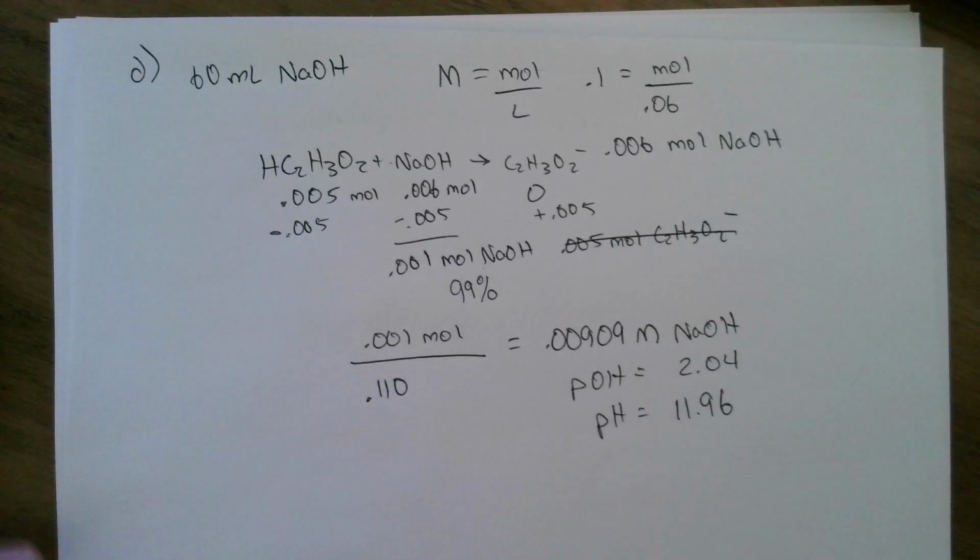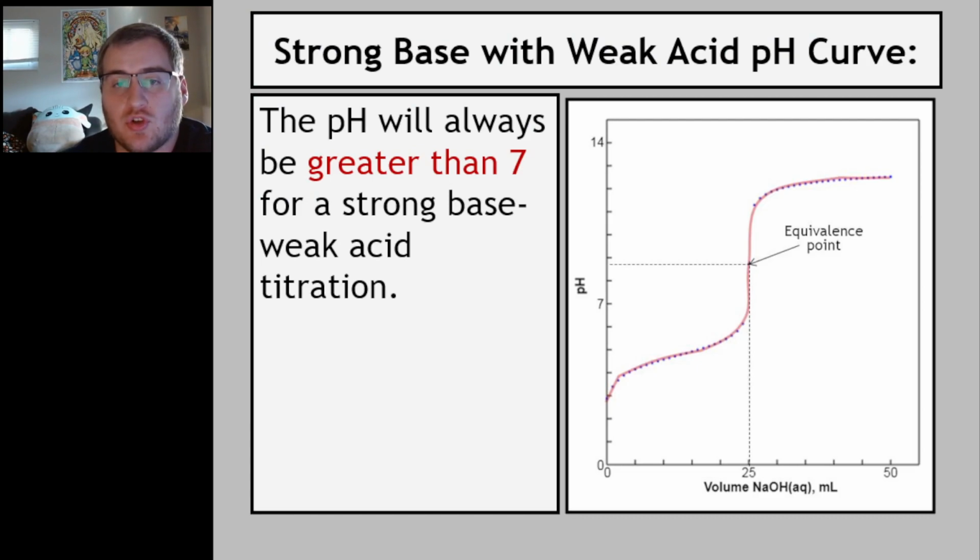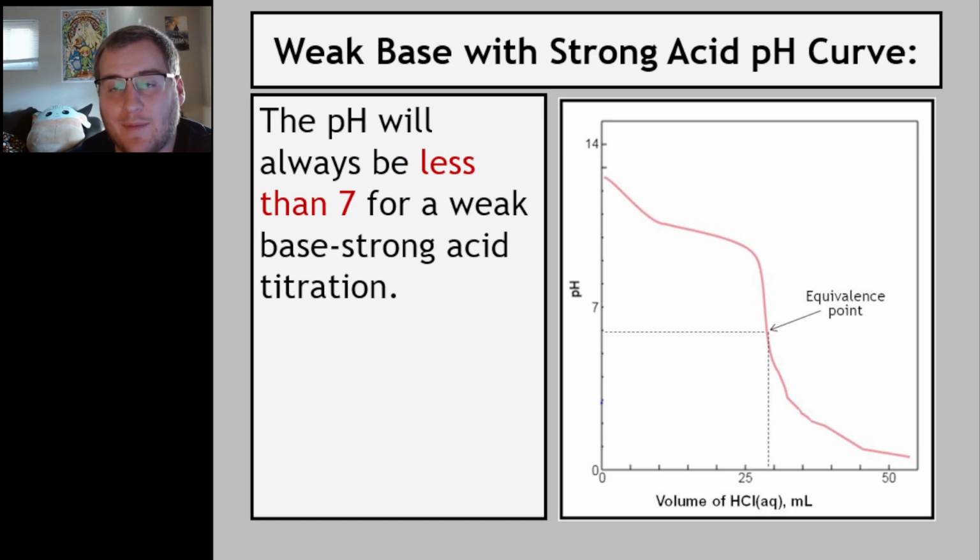Okay. That's probably the last math problem. I know there's a lot. All right, if you have a strong base with a weak acid, this is what the titration curve will look like. The pH will be greater than 7 at the equivalence point. Opposite, if you take a weak base, neutralize it with a strong acid, the pH will be under 7. It will be slightly acidic at the equivalence point.